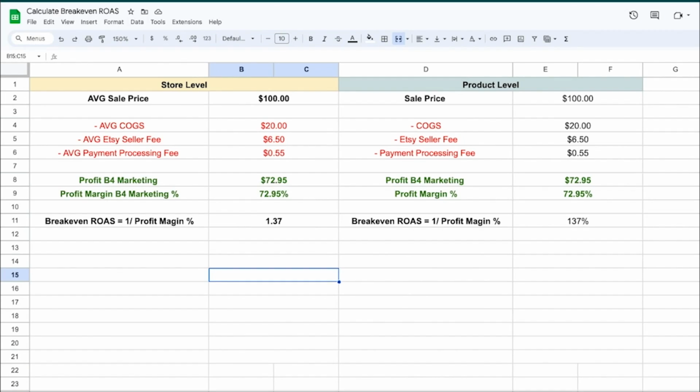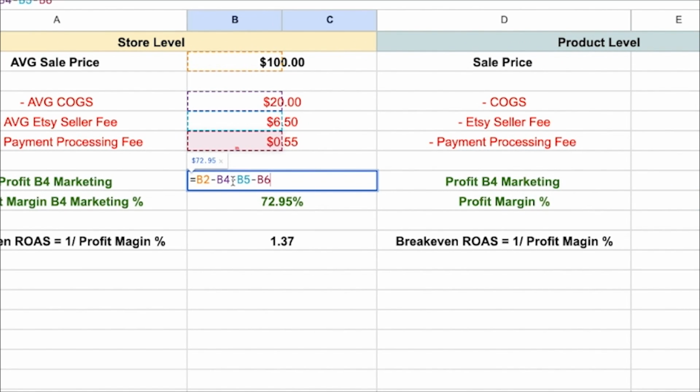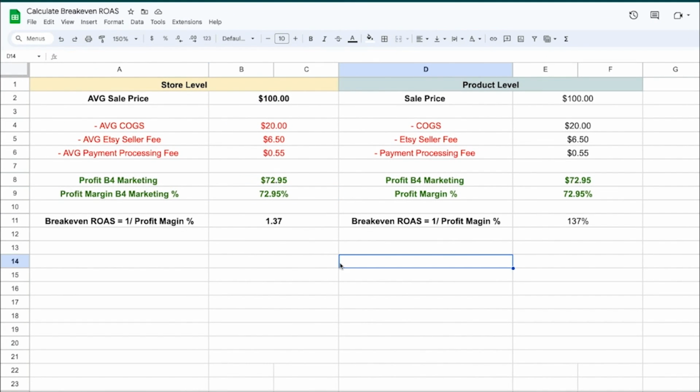So back to calculating your own break-even ROAS. I put together a very, very simplistic break-even ROAS calculator in an Excel sheet, and it already has the formulas input in here. So if you're not good at using Google Sheets, you can actually download this.